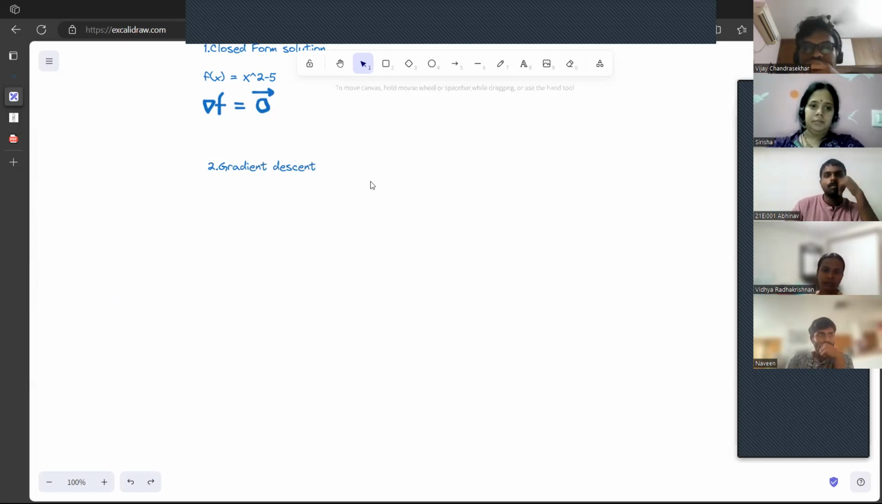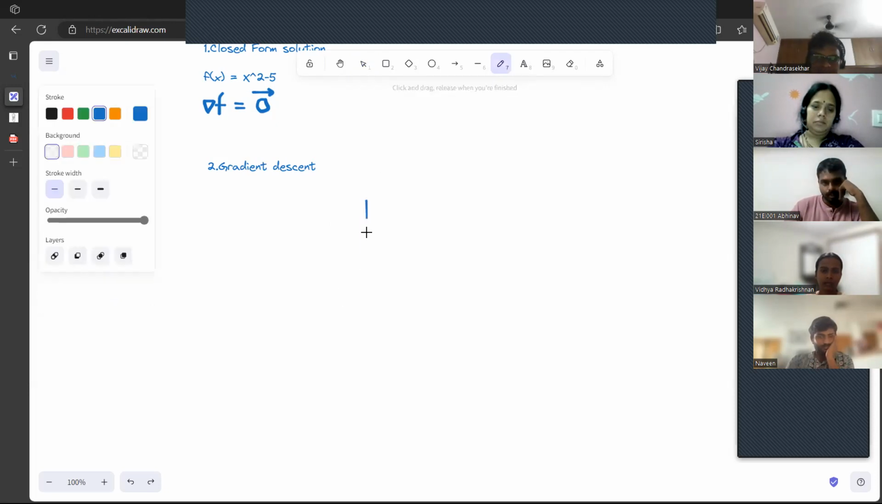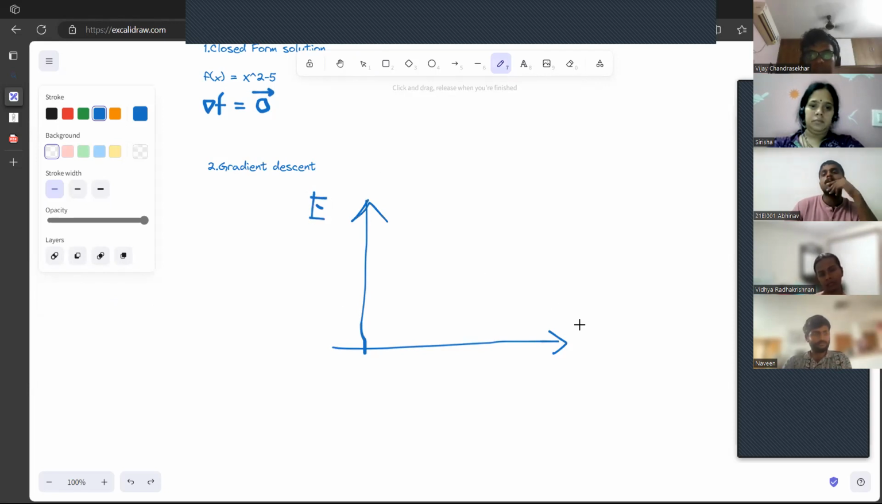So, now what does gradient descent actually do? Let me draw a diagram first. This is my error function, and this is my weights. So for example, let me take the slope.